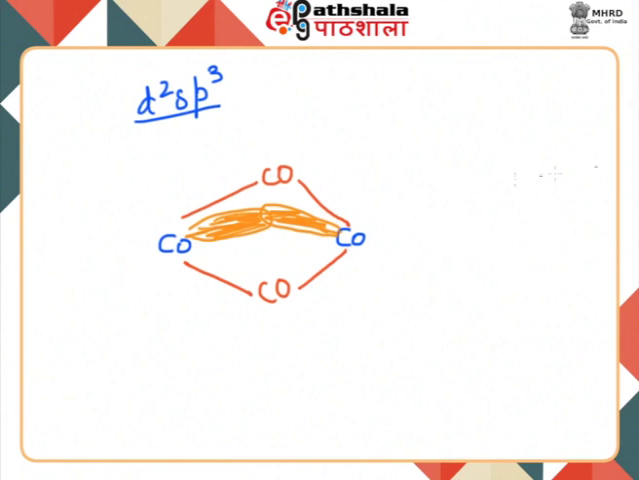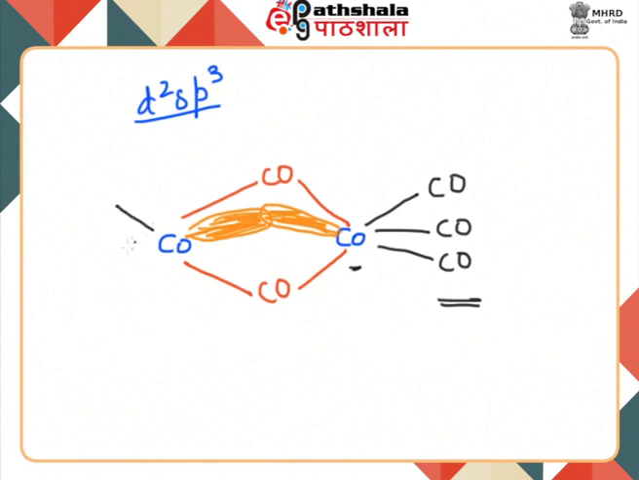And we have also seen how the p orbitals will be involved in the formation of, after obviously via the d2sp3 hybridization, the 3 carbonyl ligands as terminal ones. So these are the 3 terminal carbonyl ligands with this cobalt, and similarly there will be 3 terminal carbonyl ligands with this other cobalt.